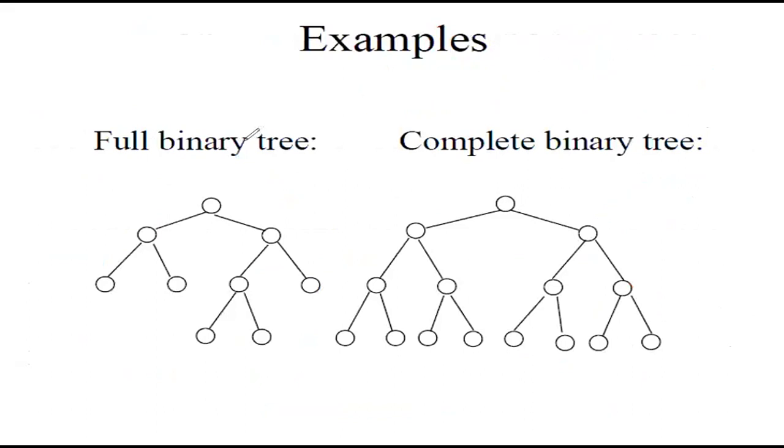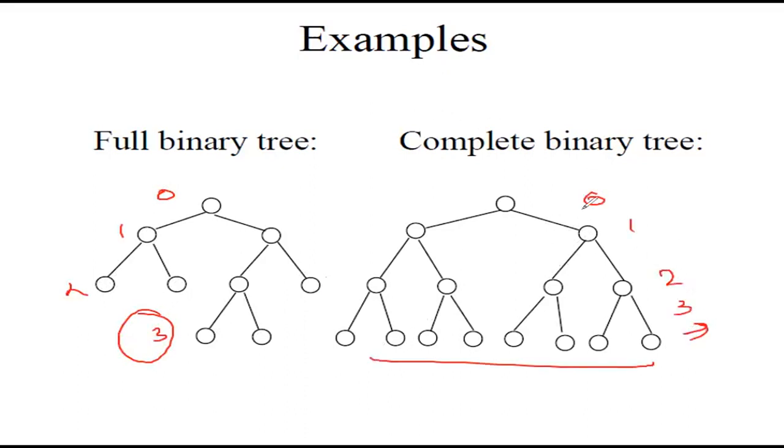All the examples have been given. In the full binary tree, these leaf nodes are at level 3, and these leaf nodes are at level 2. A complete binary tree will be completely filled. All the leaf nodes will be at one level only, that is level 3.